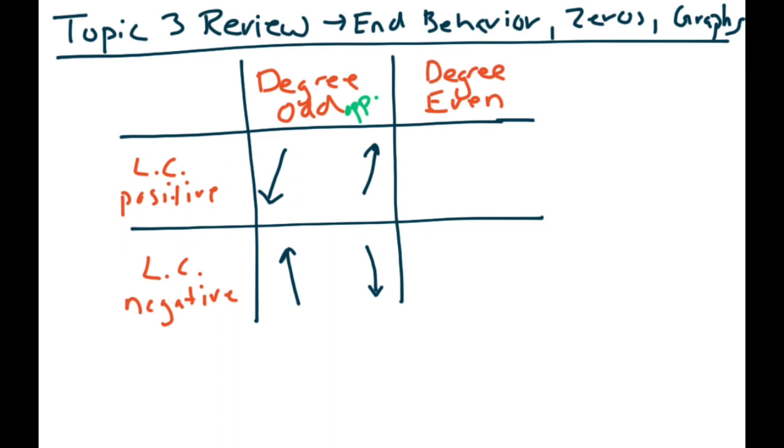Now, if your degree is even, they are going in the same direction. So if the leading coefficient is positive, the right side goes up. So the left side also goes up. If your leading coefficient is negative, the right side goes down. And if it's even, they're going in the same direction. So the left side also goes down.